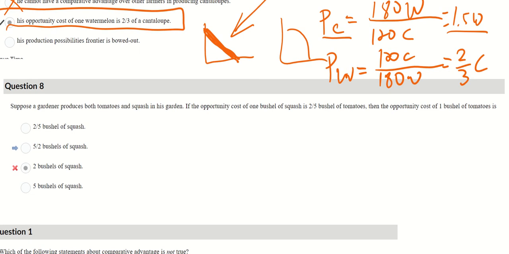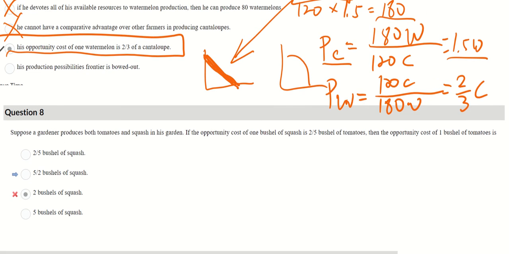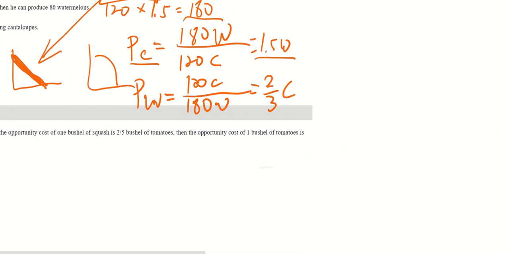Suppose a garden produces both tomato and squash. If the opportunity cost of 1 squash is 2/5 bushel of tomato, then the opportunity cost of 1 tomato is how much? So one thing about this opportunity cost, let's use the information we just saw before. Here, let me use this area. So we have the opportunity cost of a cantaloupe. So 1.5 is really 3/2 watermelon. And then the opportunity cost of watermelon is just 2/3 cantaloupe.